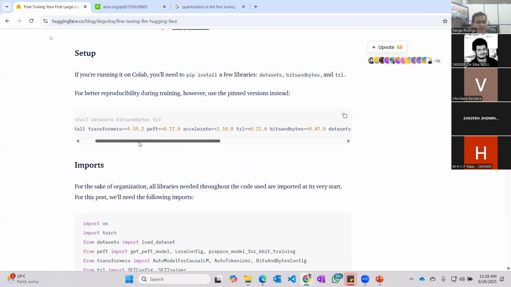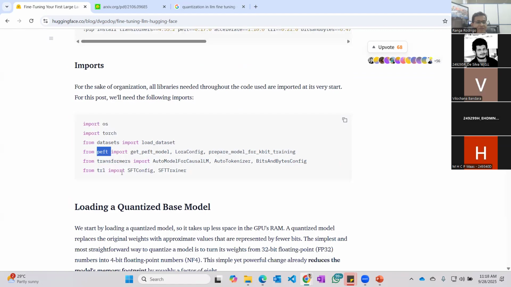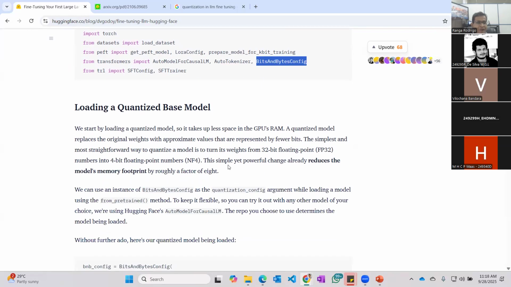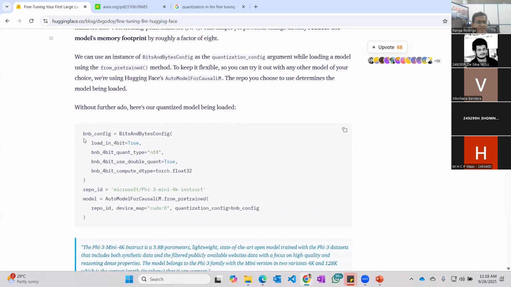PEFT library has been imported for LoRa based fine tuning. Bits and bytes for quantization, I think. We can see load in 4-bit true. Okay. So I hope you understand what I wanted to say here.